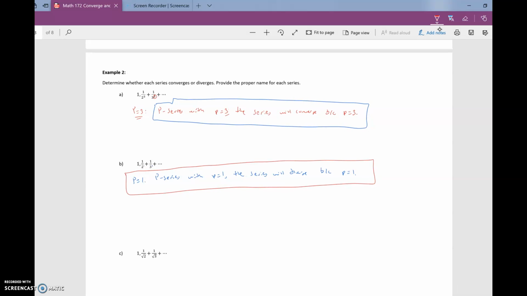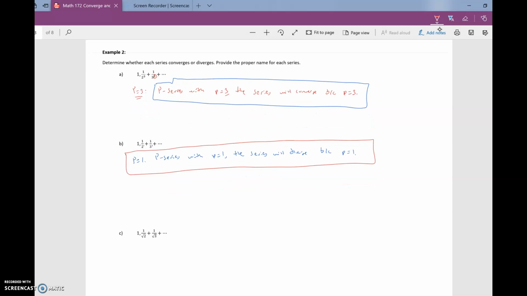Let's take a look at the last example. And in our last example, technically your P is the value of a half. So in this case, we have the same scenario. We're looking at a P series, with P equal to 1/2. So therefore, the actual series will diverge.